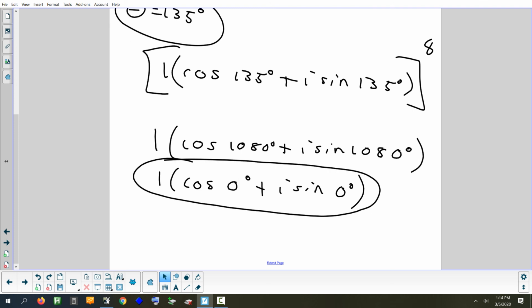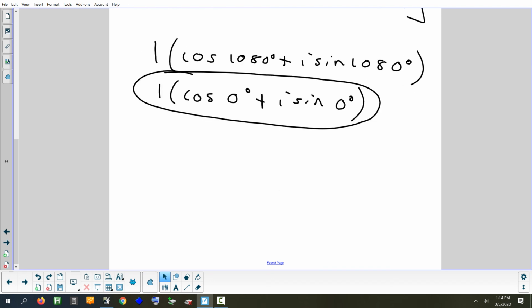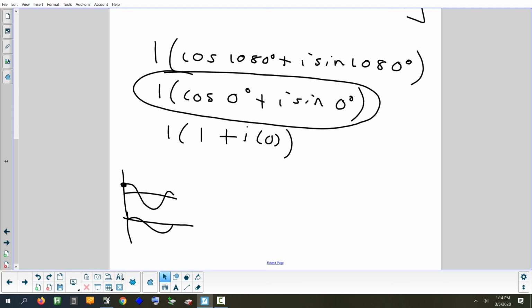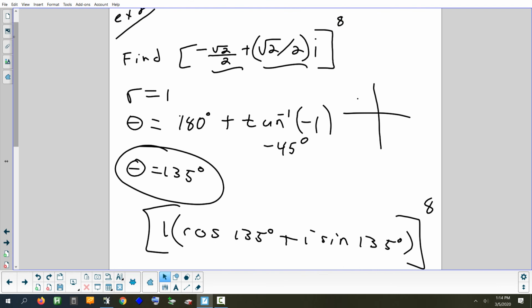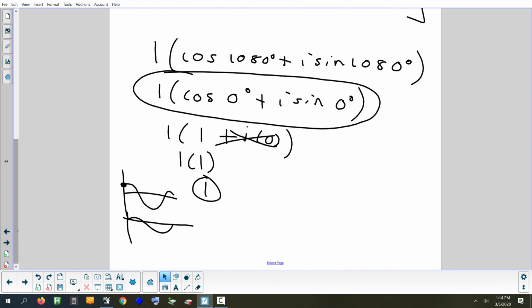If you wanted it in standard form, just do it out. The 1 doesn't even matter. You don't even have to distribute it. What's the cosine of 0? So remember, cosine looks like this. 1. So that's 1. What's the sine of 0? That's 0. I times 0 is what? 0. It's gone. So all you have is this, which is 1. So if you raise that number to the 8th power, the answer that you get is 1.